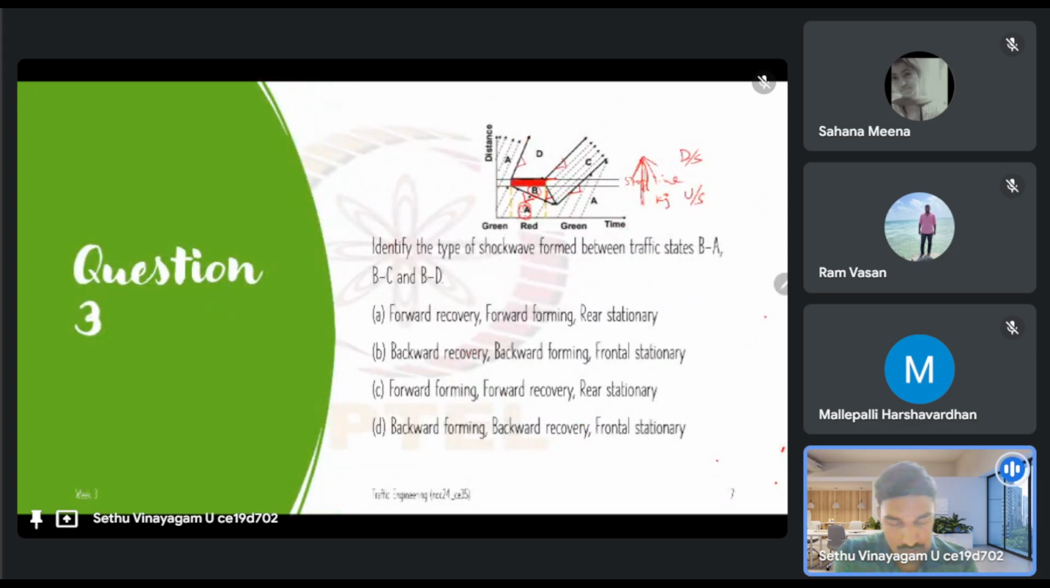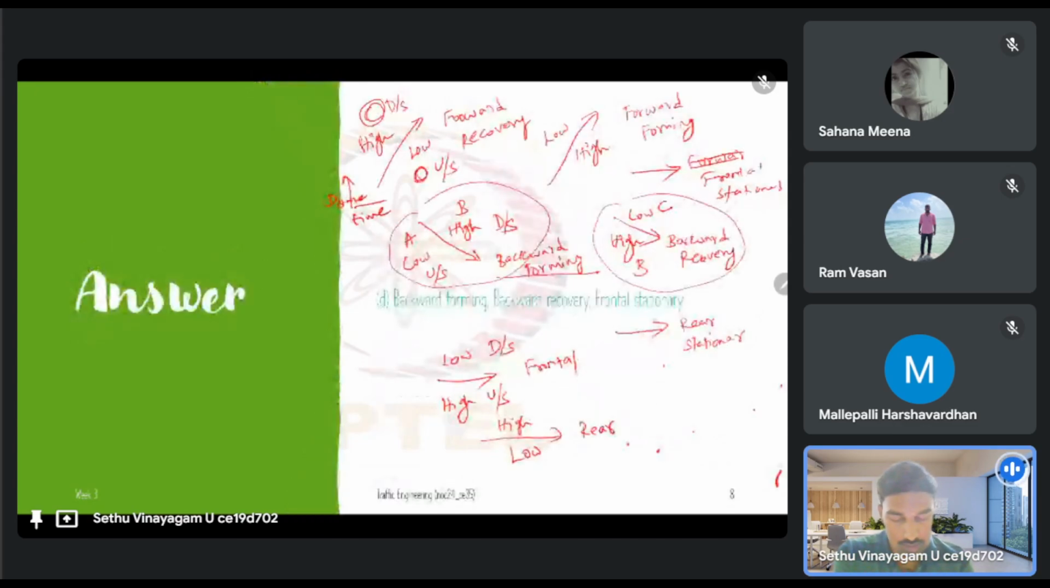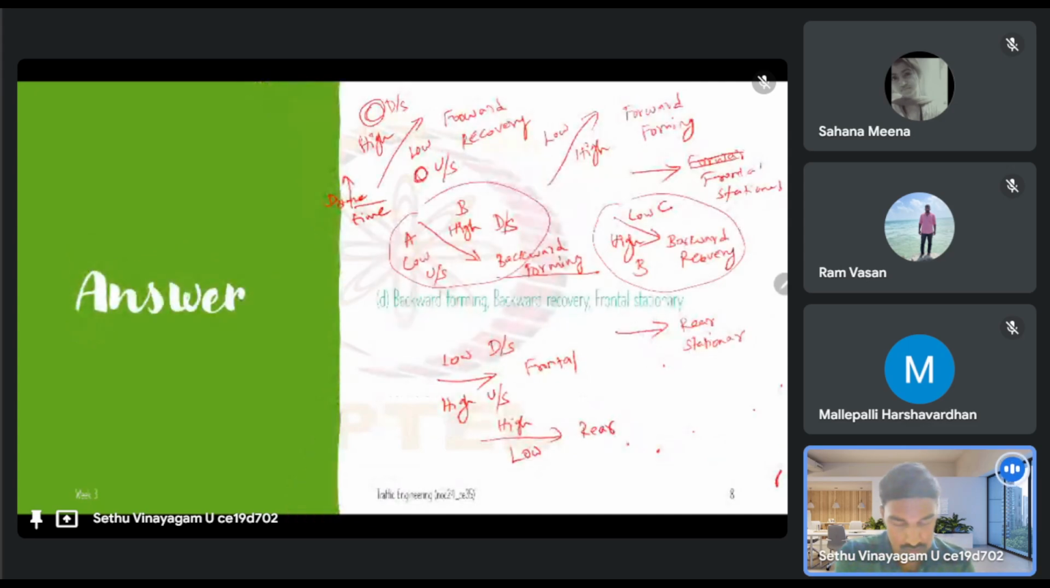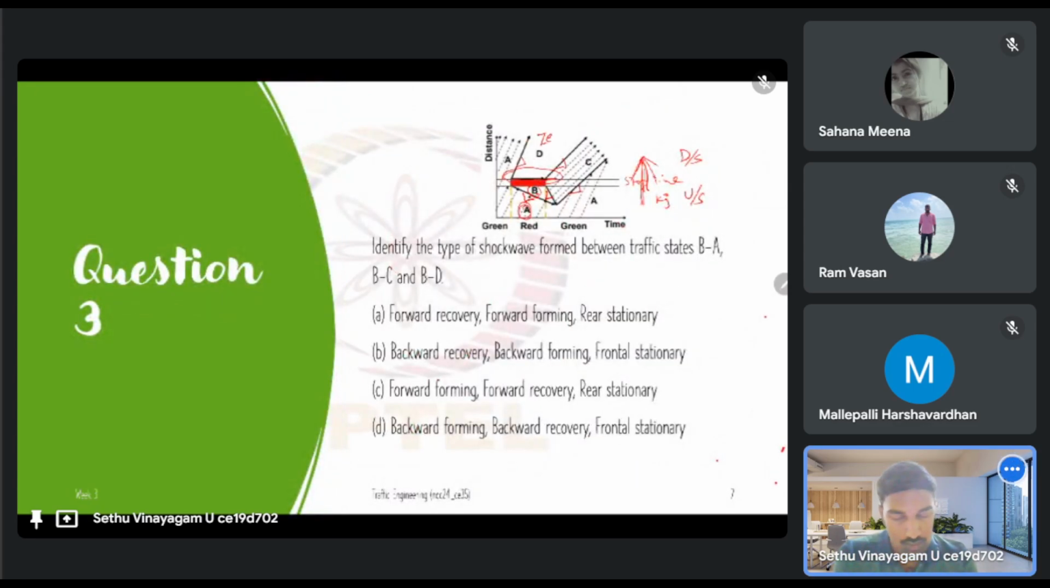And finally, we were looking at the shock wave separating B and D, right? This is the stationary portion. The slope is zero, which means we have to determine whether it is a frontal or rear. Here we have D on the downstream side and B on the upstream side. B is high density and D is low density, right? Because D is basically what? Zero flow, zero density, right?